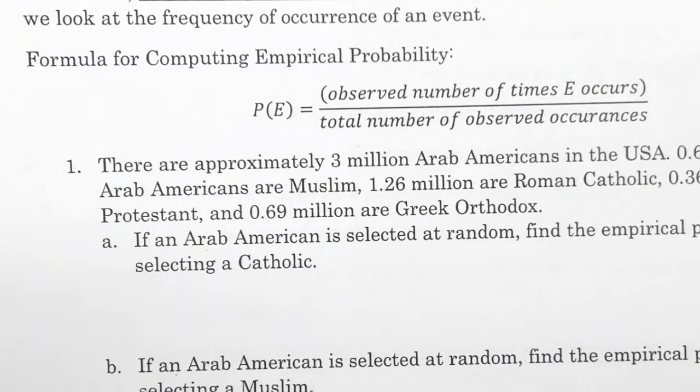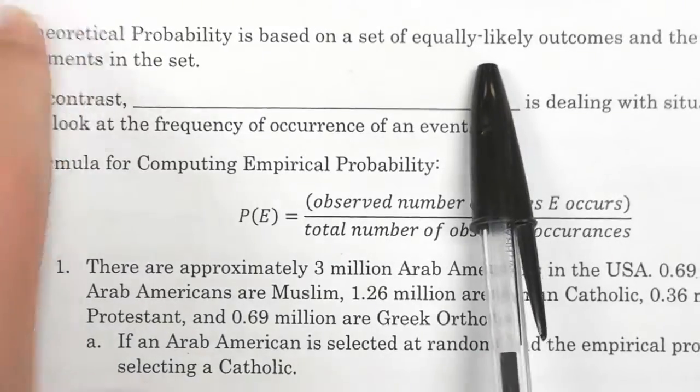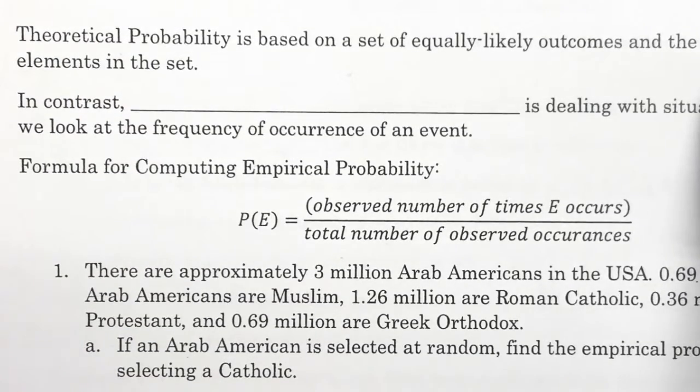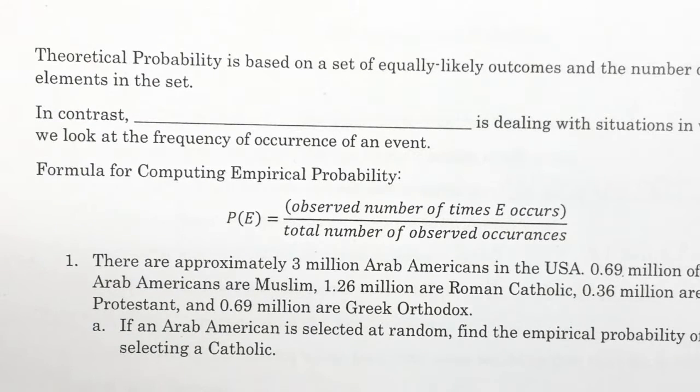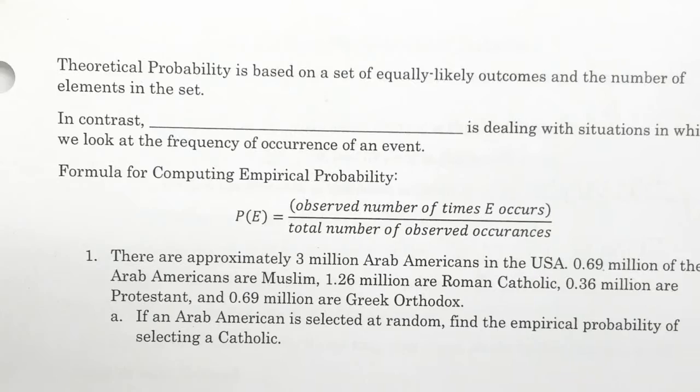Alright, flip. So we've talked about theoretical probability, that's what we've been doing, and it's based on a set of equally likely outcomes and the number of elements in the set. So like flipping a coin is theoretical probability, because it's equally likely. Same thing as rolling a die.